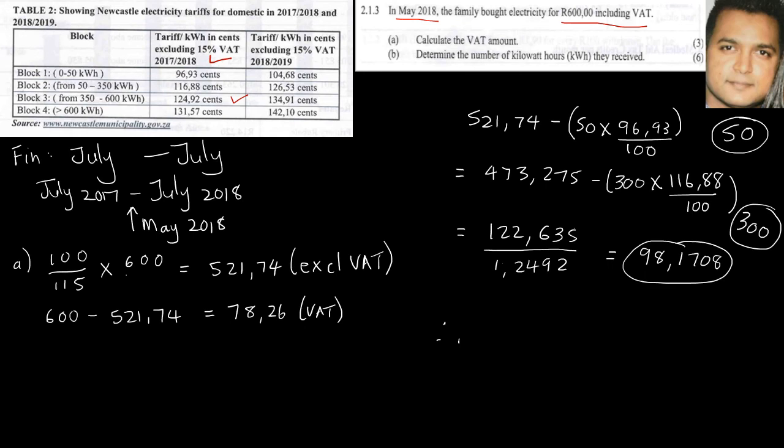So I apply this, and then I get the remaining kilowatts. Therefore my answer will be 50 plus 300 plus 98,1708, and the kilowatts I would use is 448,17, rounding off to 2 decimal places.